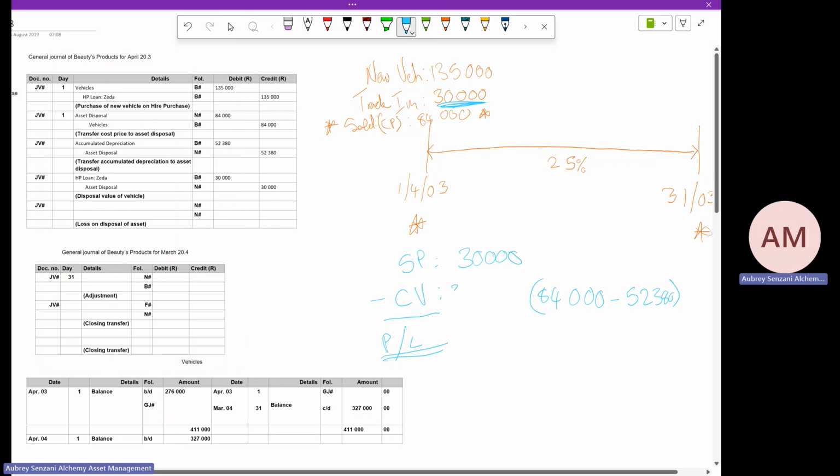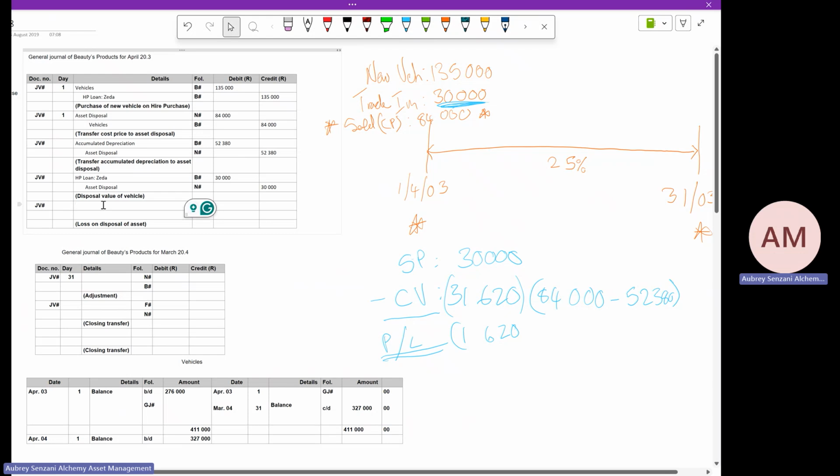Can you see? Already you should be able to see we unfortunately made a loss. Why? Because your carrying value is 31 and our selling price was only 30. So the carrying value is greater than our selling price. If the carrying value is greater than the selling price, we've made a loss. So it's 1,620. Here, we're going to write loss on trading.